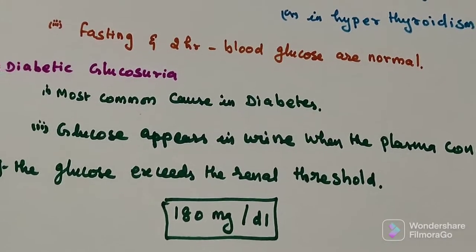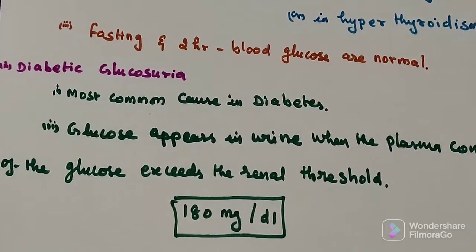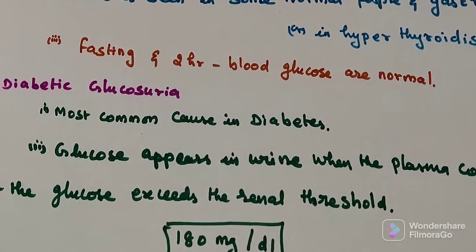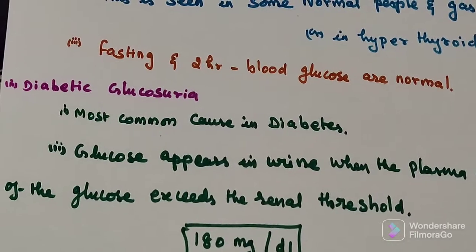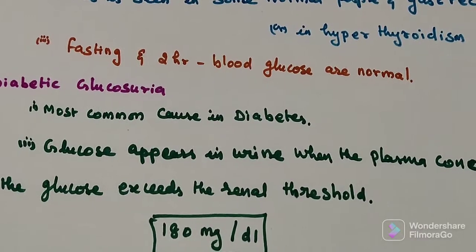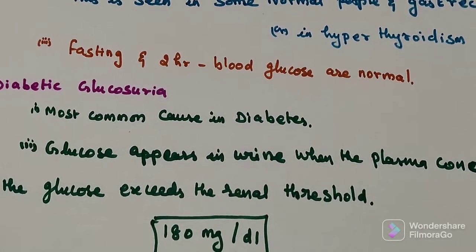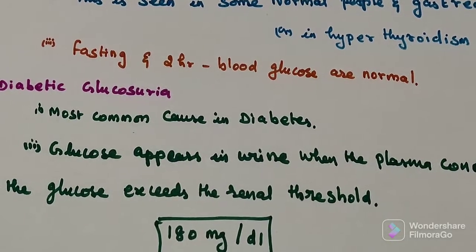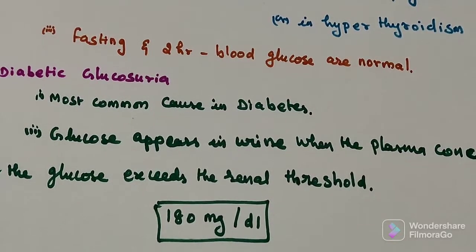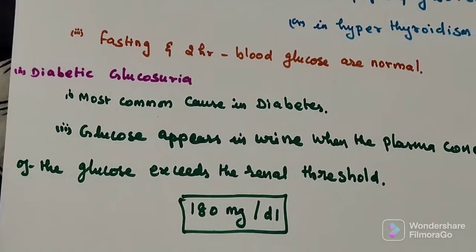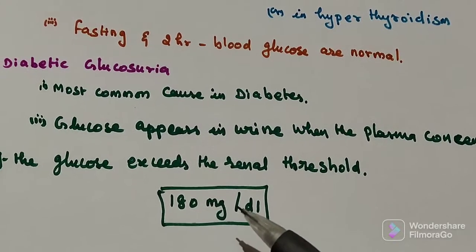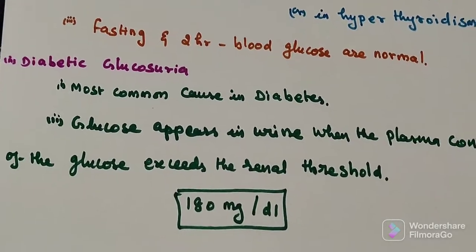The second type of glucosuria is diabetic glucosuria. The most common cause of glucose excretion in urine is diabetes. Glucose appears in urine when the plasma concentration of glucose exceeds the renal threshold. Whenever the blood glucose level is more than 180 mg per deciliter, it is excreted in the urine.